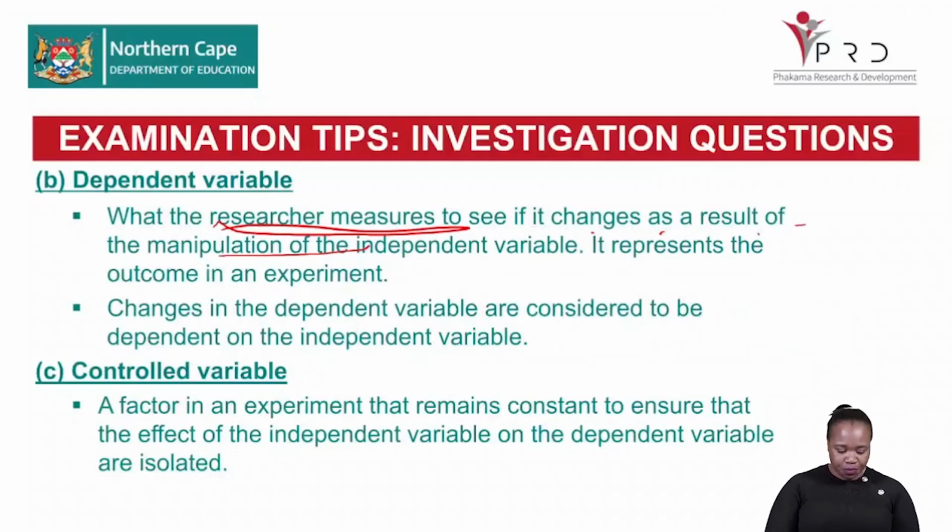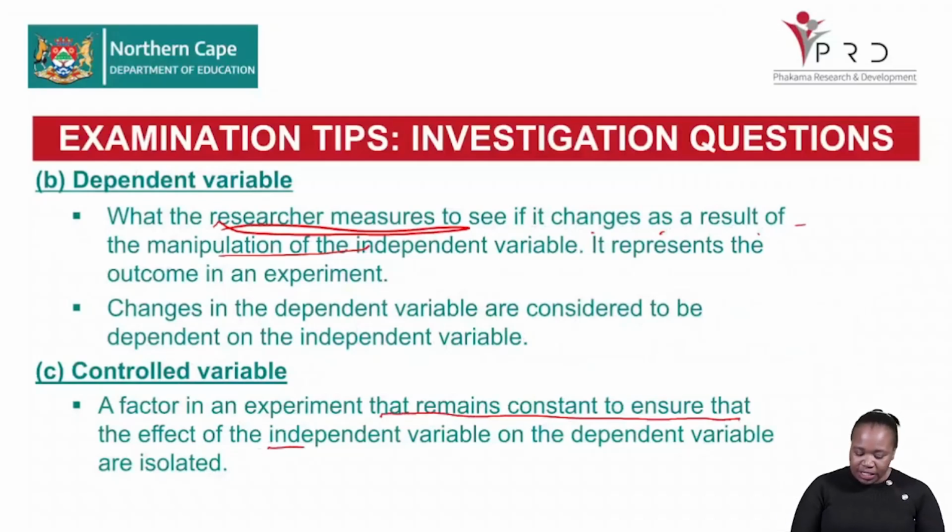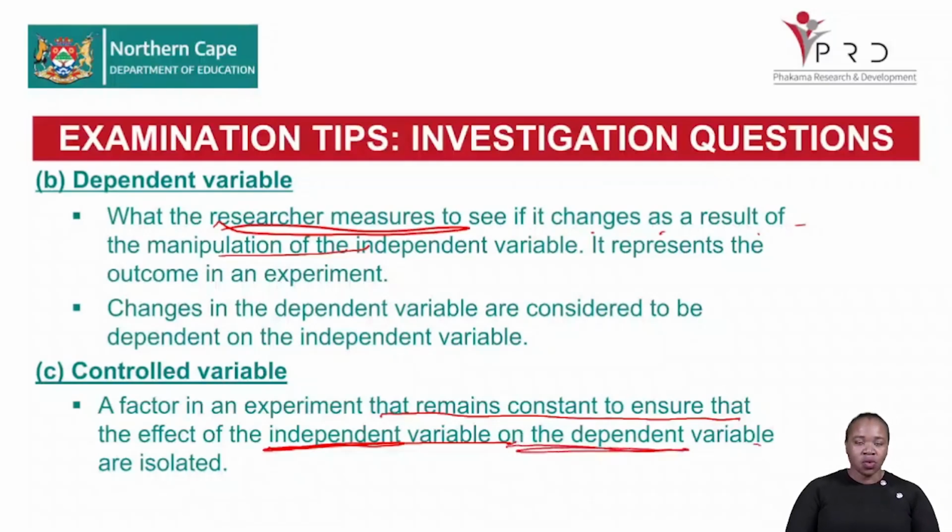That is also true. Okay, lastly, we have the controlled variable. We hardly come across questions like this, but I've seen that these are some questions that we come across a bit more recently. So let's have a look at that. This is a factor in an investigation or experiment that remains constant to ensure that the effect of the independent variable on the dependent variable is isolated.